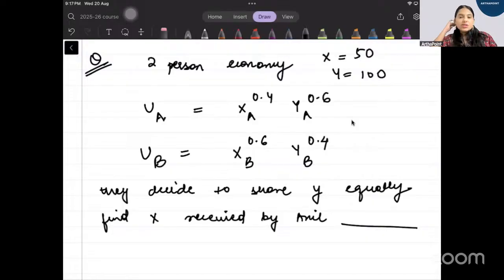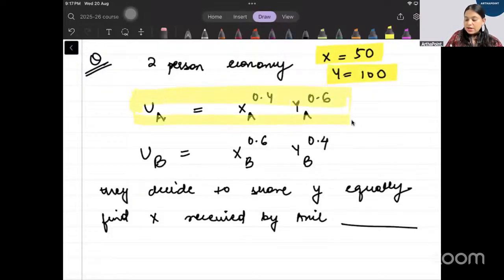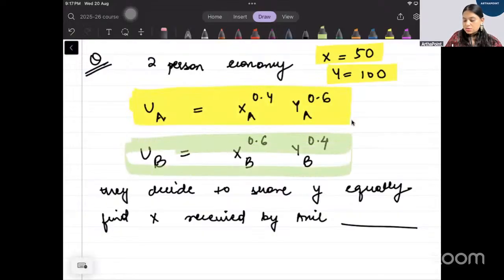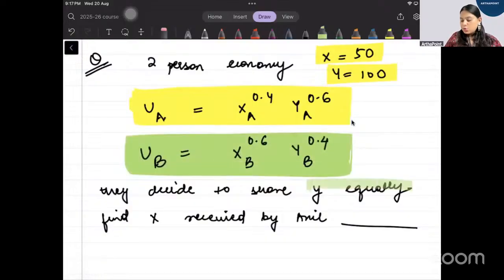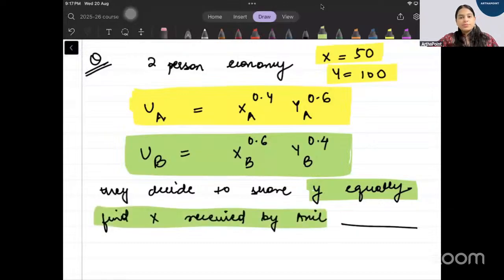So it's a two-person economy. You're given that the total amount of good X is 50 and Y is 100. You're given the utility function of individual A as this, and the utility function of individual B as this. You're told that they have shared Y equally among themselves. Find the amount of good X received by Anil. Give it a try.